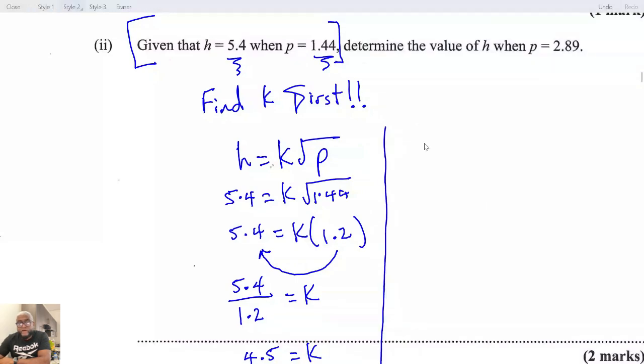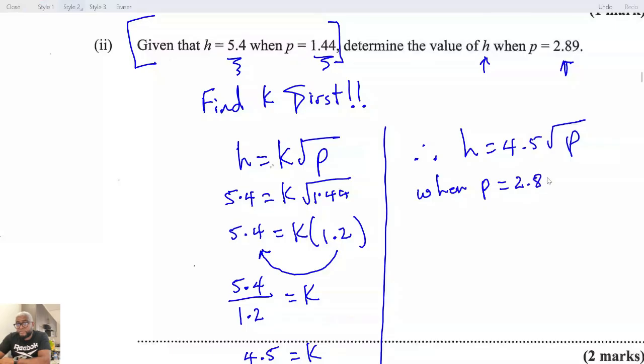So we found K. Therefore, my equation that links H to P would be H is equal to, instead of putting K, I'm going to put 4.5 square root P. Now, they want us to determine the value of H when P is this. So when P is equal to 2.89, H would be equal to 4.5 multiplied by the square root of 2.89. Calculate that on your calculator, please, and tell me what's the value of H.